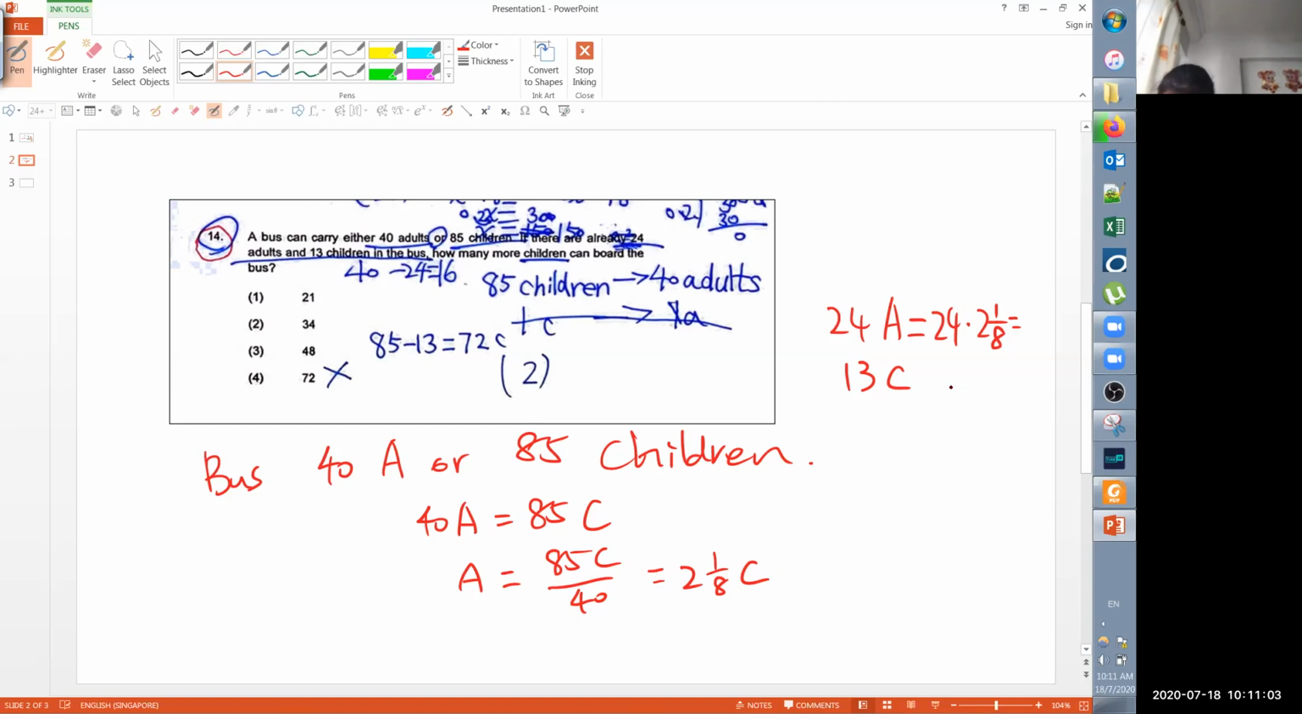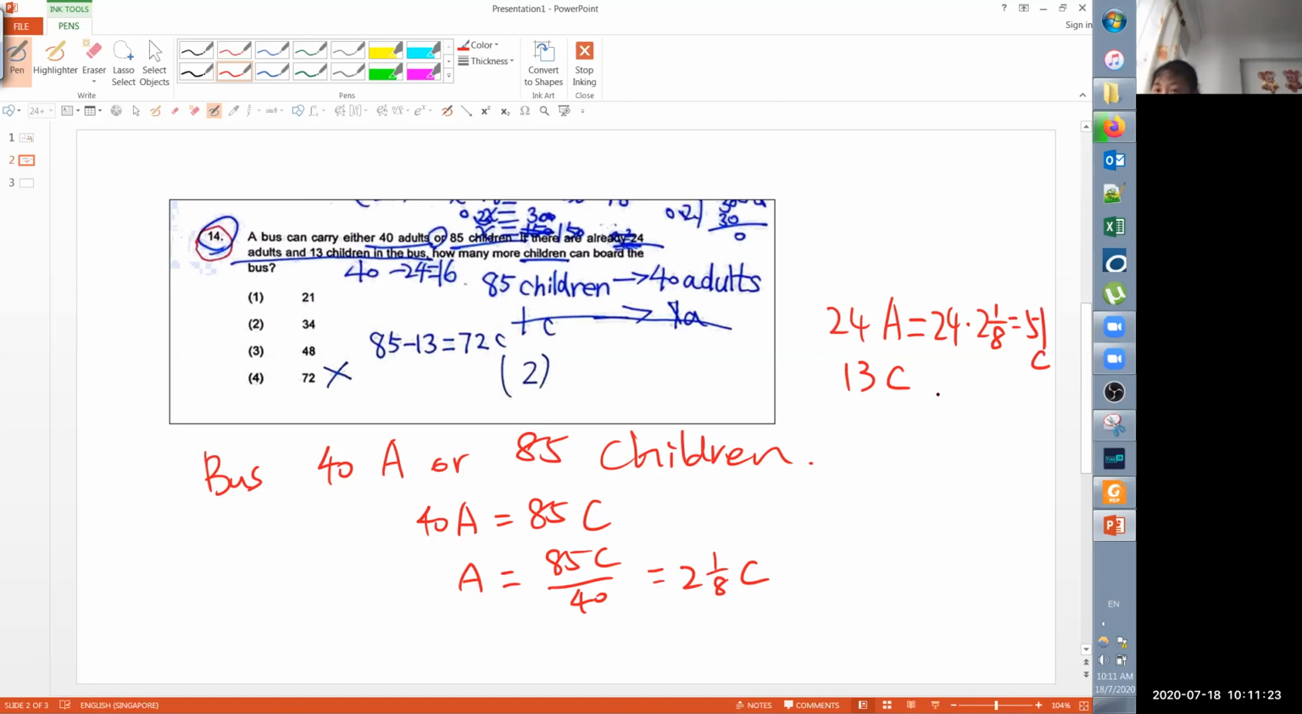Is it 48? 24 times 2 and 1 over 8. Is it? 51. All right. So 24 adults is the equivalent of 51 children.